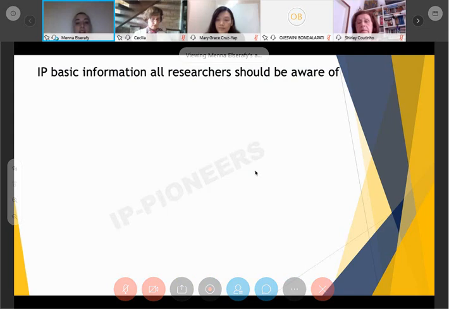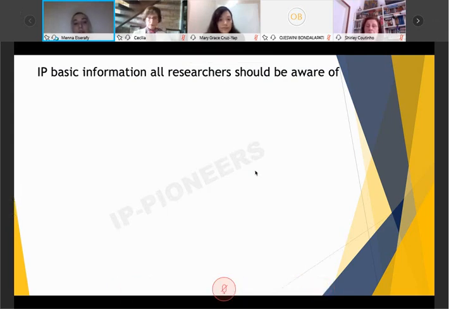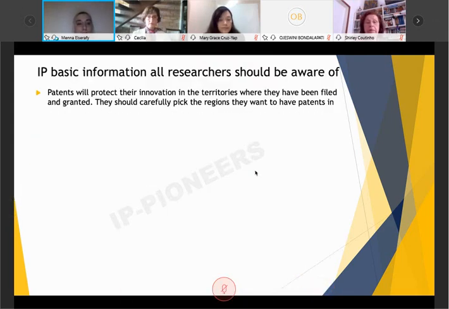And so I'll just state some basic information for all researchers that they should be aware of. Among these, all researchers should know that patents will protect their innovations only in specific territories where their patents were filed and granted. So they should carefully pick the regions they want to have a patent in.